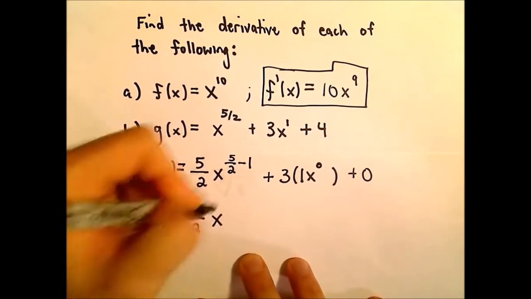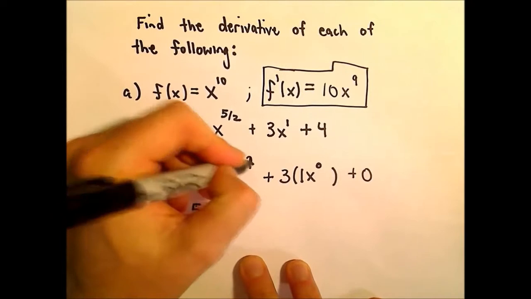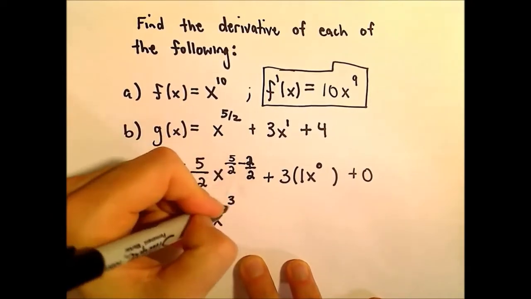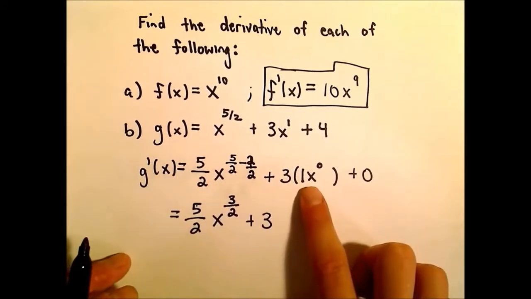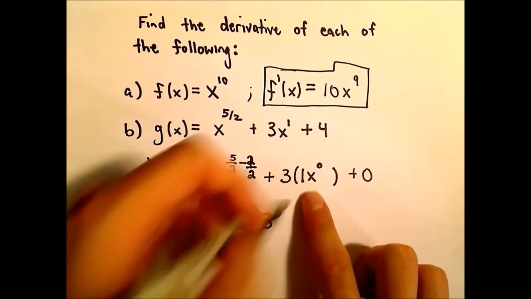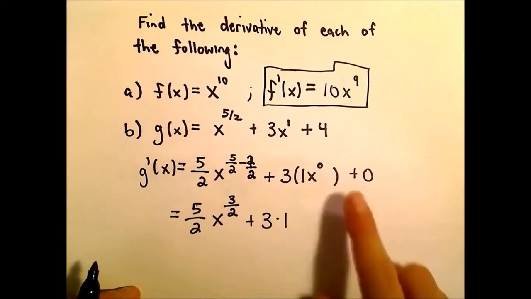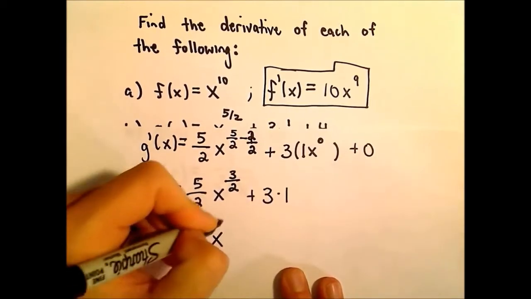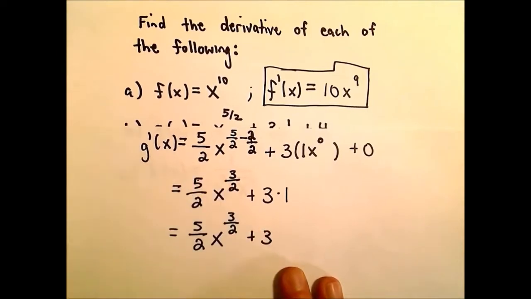Five over 2 times x to the power of, how can we subtract these two numbers? We use the least common denominator. The least common denominator is 2. 5 minus 2 is 3, so 3 over 2. Plus 3 times x to the power of 0, which is 1. Then 1 times 1 is 1, 3 times 1 is 3. And the last one is 0. So 5 over 2 times x to the power of 3 over 2 plus 3.